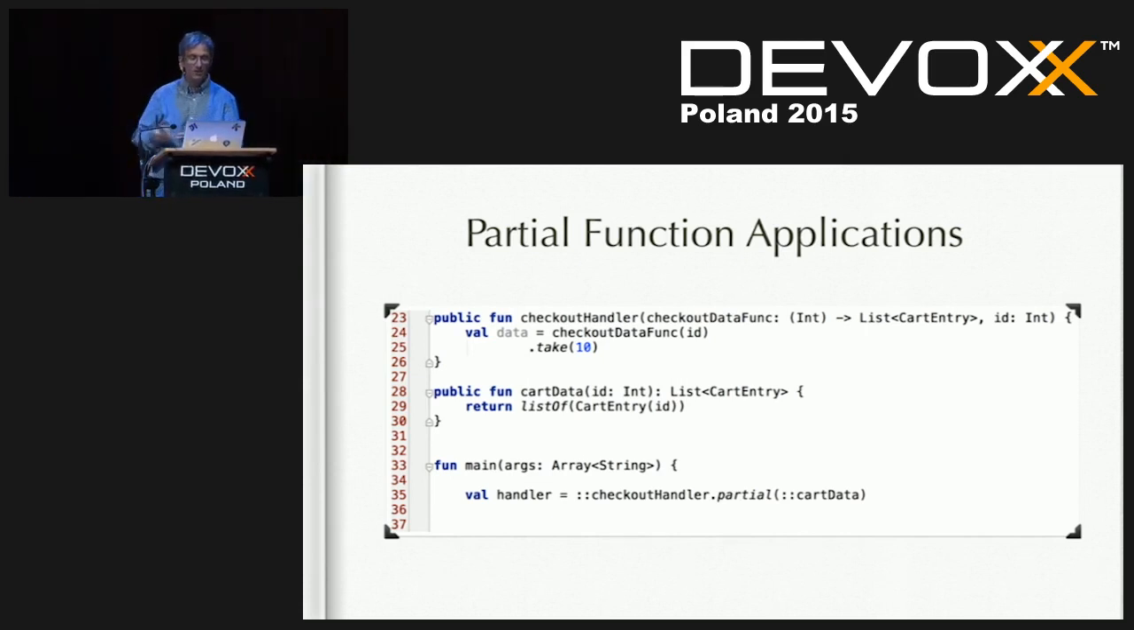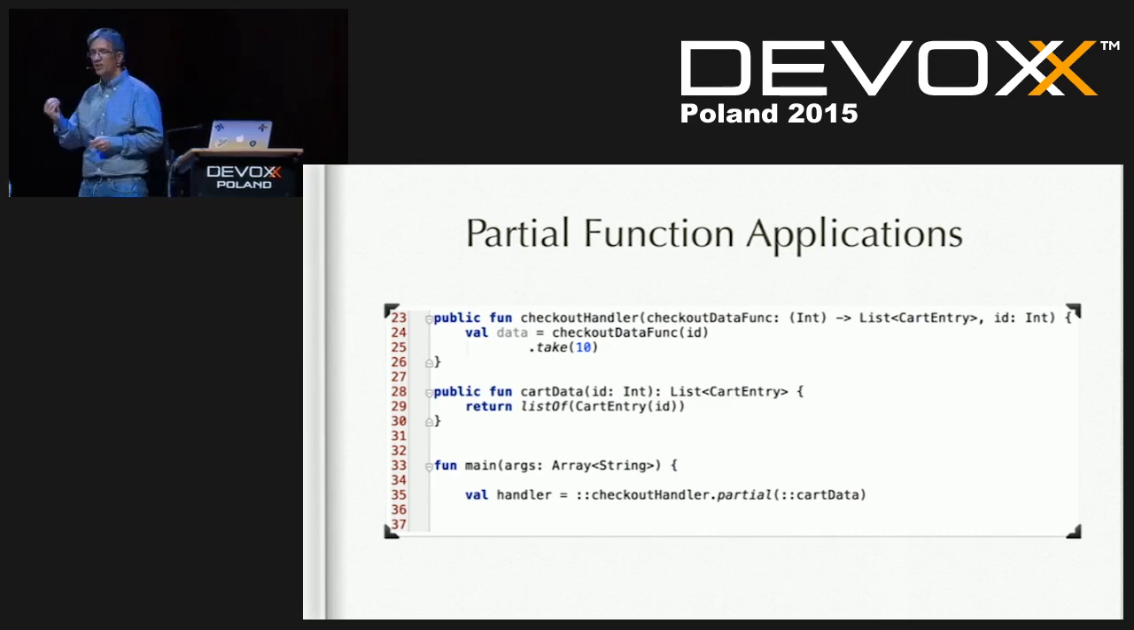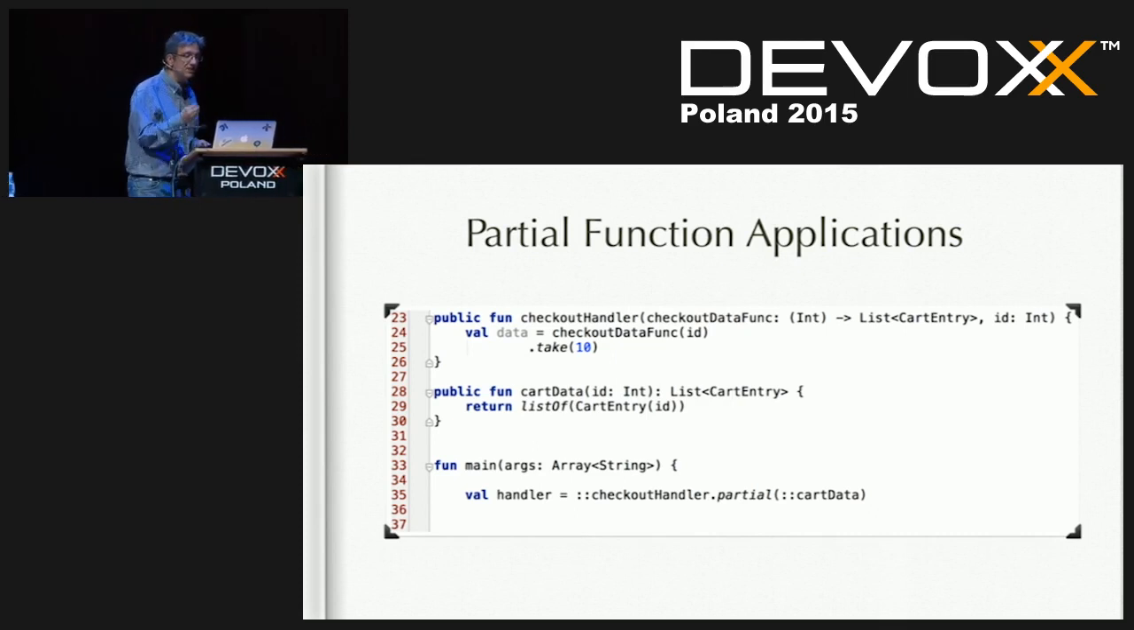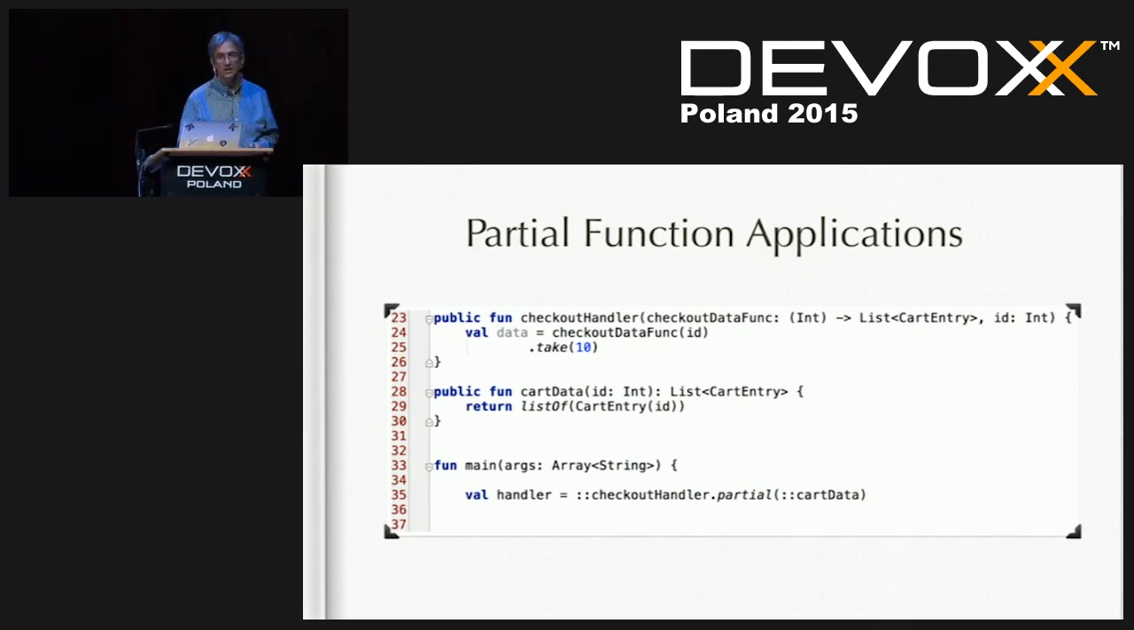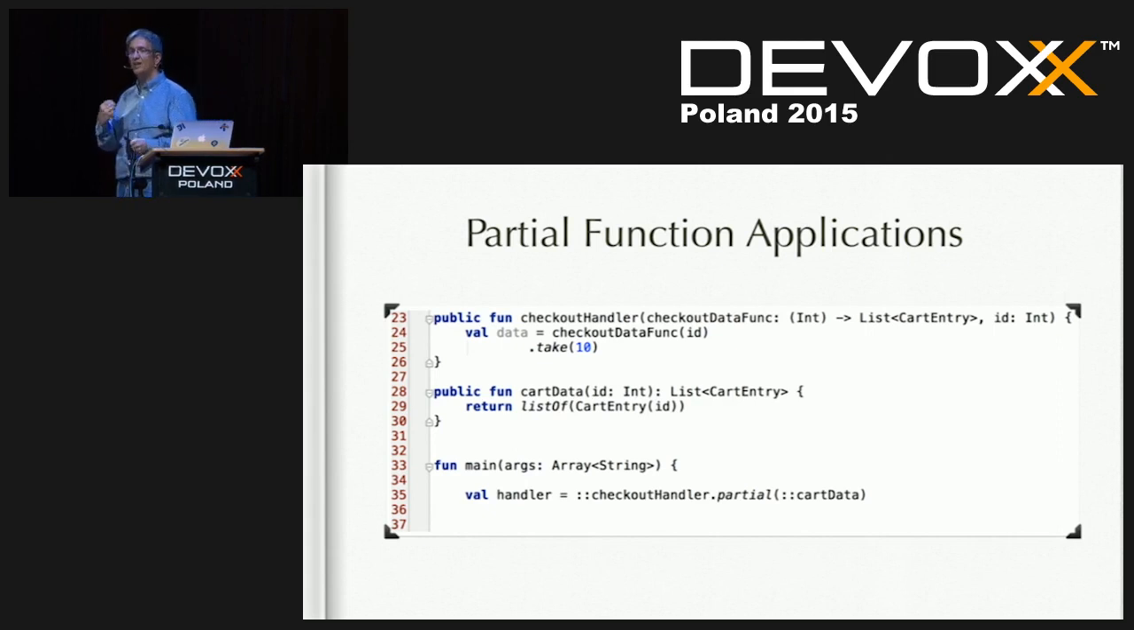Here, for example, I have a checkout handler, and that takes some behavior, and I can create a handler in my application that is called checkout handler partial card data. And what that basically means is that anytime someone calls checkout handler, it's going to, by default, use cart data. In my test, I can use the function without using that partial application of it. It's passing a default behavior in order to allow us to write less code and reuse things.